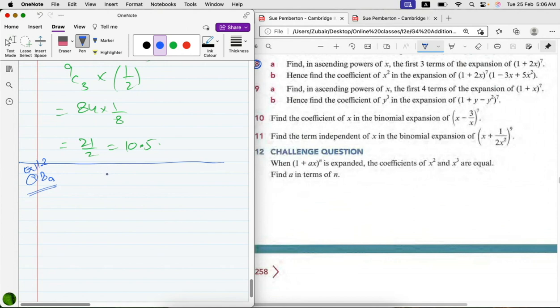Find in ascending power of x the first three terms in the expansion of (1 + 2x)^7. It's 1 plus 7C1, plus 7C2. These are the first three terms.